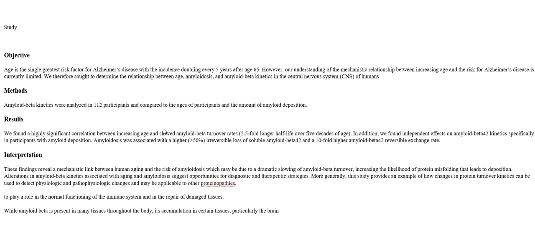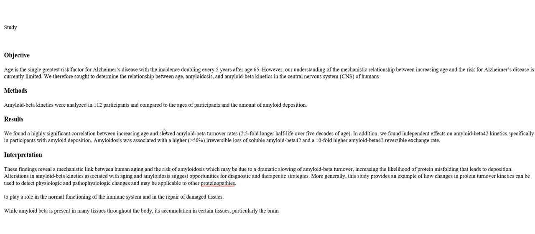The results: we found a highly significant correlation between increased age and slowed amyloid beta turnover rates, a 2.5-fold longer half-life over 5 decades of age. In addition, we found independent effects on amyloid beta 42 kinetics specifically in participants with amyloid deposition. Amyloidosis was associated with a greater than 50% irreversible loss of soluble amyloid beta 42 and a tenfold higher amyloid beta 42 reversible exchange rate.